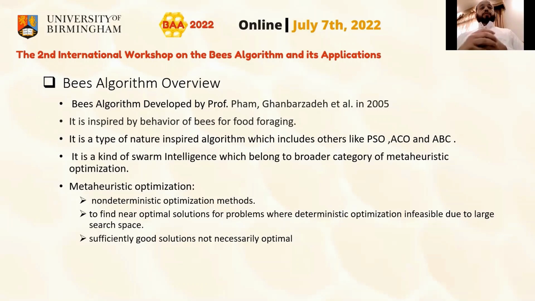And meta-heuristic optimization is a kind of non-deterministic optimization method, trying to find a near optimal solution for problems where deterministic optimization is infeasible due to large search space. It's trying to find a sufficiently good solution, not necessarily the optimal one.